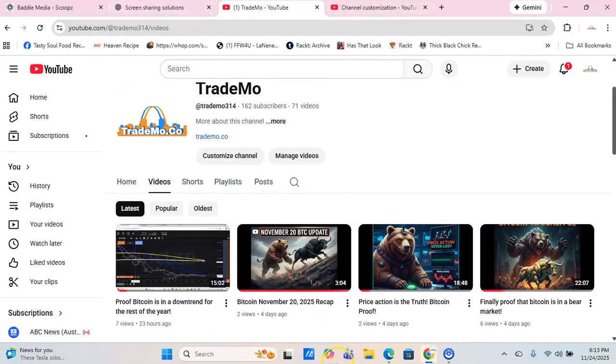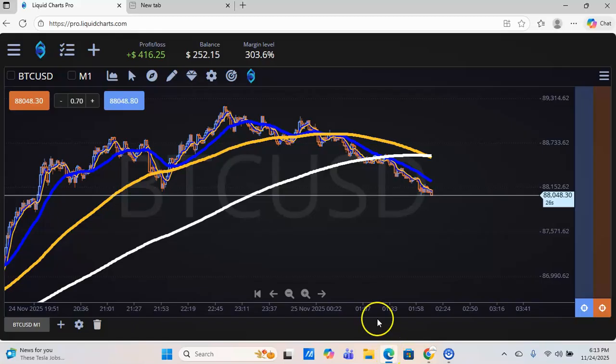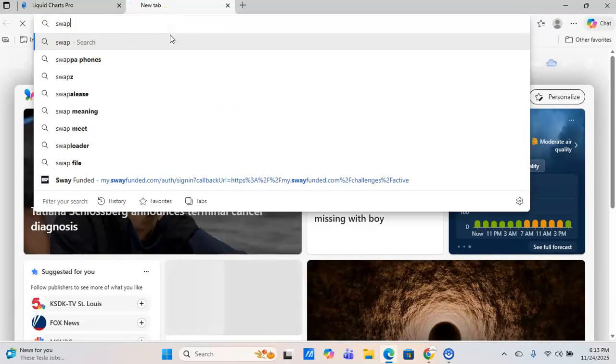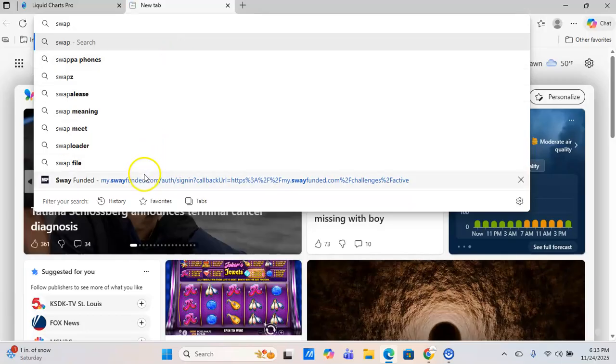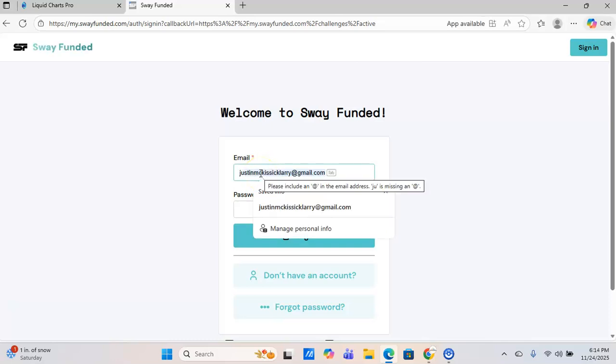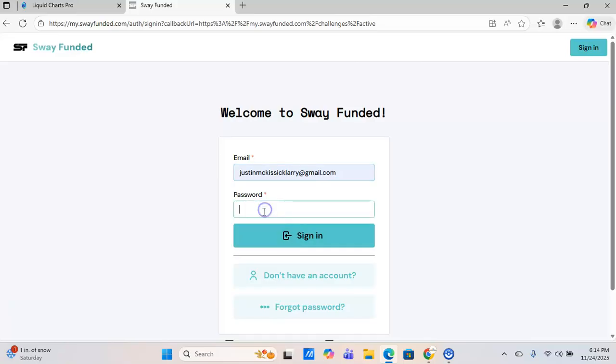Now let me show you something else you guys need to consider. You see this software, right? This company offers prop firm services. A prop firm is basically a broker that'll give you the opportunity to trade their money. Let me log in with this real quick so I can show you.